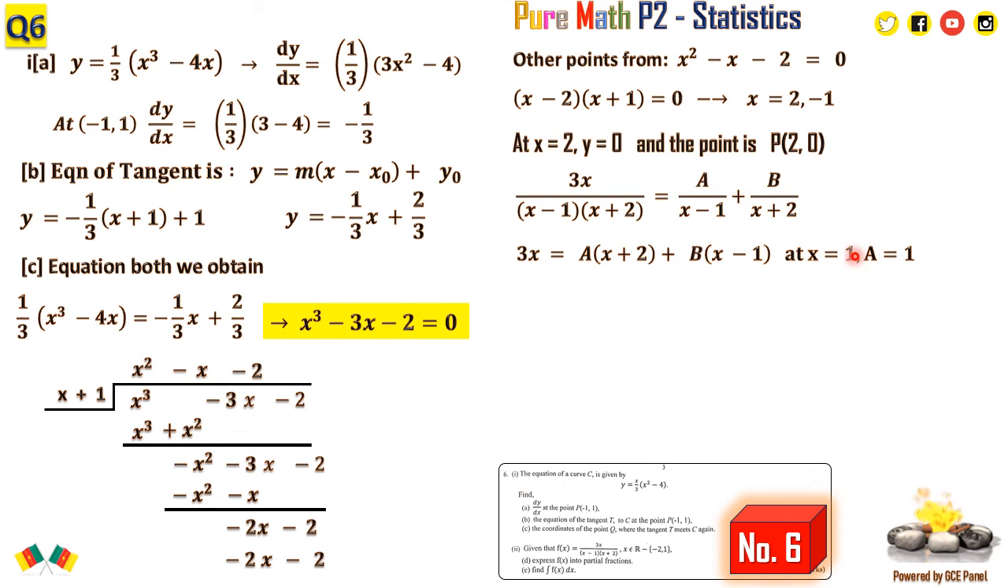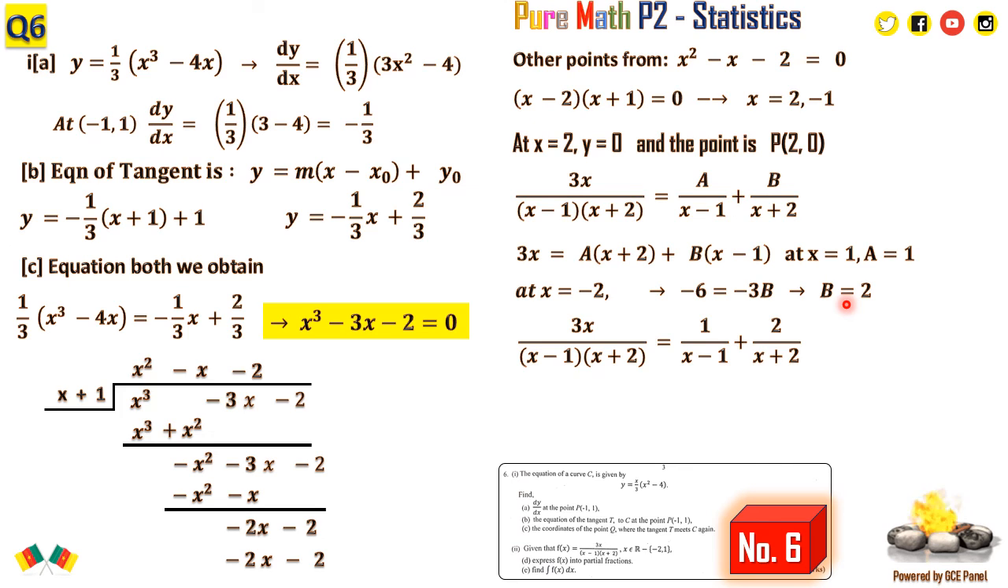Now at the point where x is equal to 1, we substitute in this equation. The term with B will be eliminated. We will have 1 plus 2, 3 times A; 3A will be equal to 3. And from here, A is equal to 1. Now, when x is equal to negative 2, we will have 3 times negative 2, which is negative 6. This term will be eliminated, and we have B into negative 2 minus 1, negative 3 times B, negative 3B. So from here, B is equal to 2. Okay? We can now conveniently write this as being equal to 1 over x minus 1 plus 2 over x plus 2. Now find the integral of f of x dx.